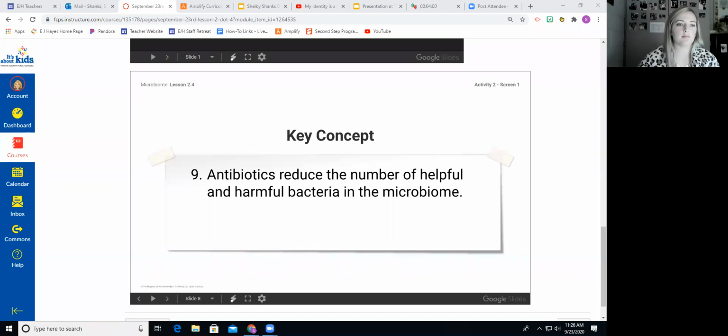So I've got a few people that have got that key concept down. Make sure you're writing this key concept in your interactive notebook. Drew, can you find your interactive notebook? You good?